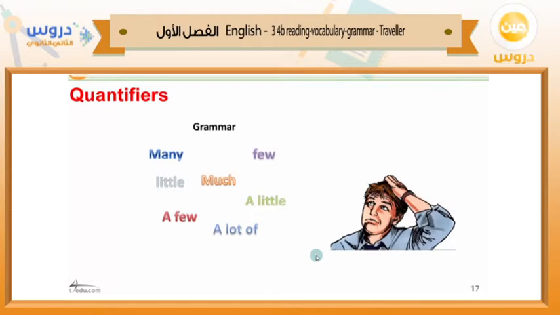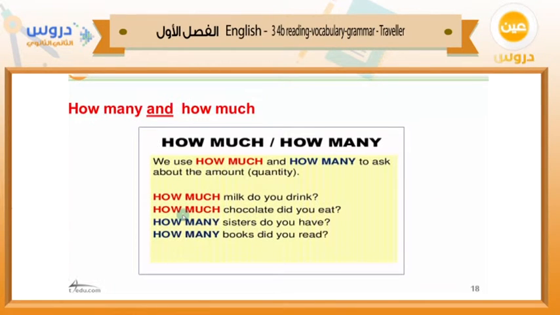Now let's talk about the second part of the grammar for today. We call them the quantifiers because they tell us about the quantity. It's all about countable and non-countable things. There are things we can't count in English, like milk, water, tea, sugar, and other things. And there are things we can count. We can say book, 1 book, 2 books, 3 books, 5 books, cars, 1 car, 2 cars, 3 cars, and so on. So how do we use many, few, much, little, or a few, or a lot of?